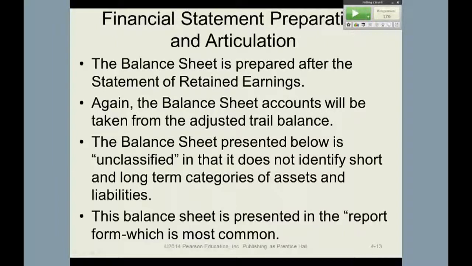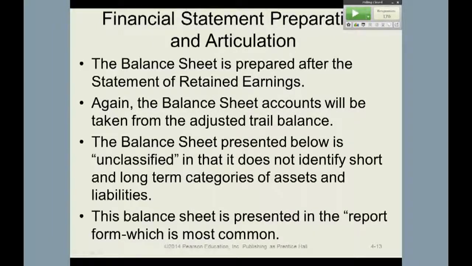So the format is that you would have assets on the left side and you'd have liabilities and equity on the right. So it almost looks like a T account. If you were asked to prepare a balance sheet in the report form, assets come first, followed by liabilities and stockholders' equity. If you were asked to prepare it in the account form, you would have to put the assets on the left, liabilities and stockholders' equity on the right side. So it's just a matter of reporting format.